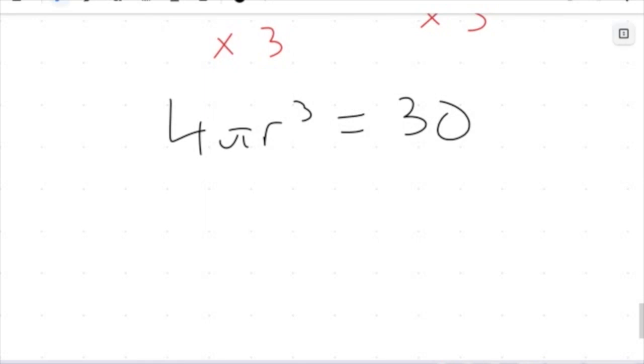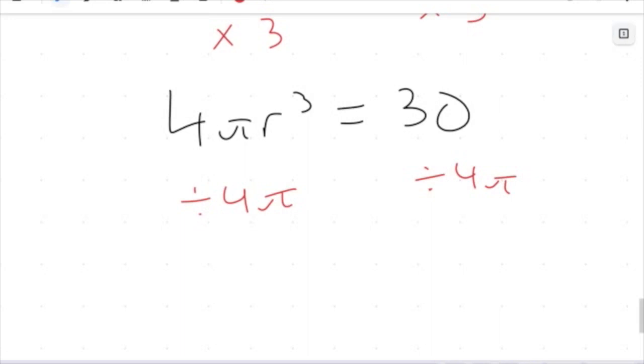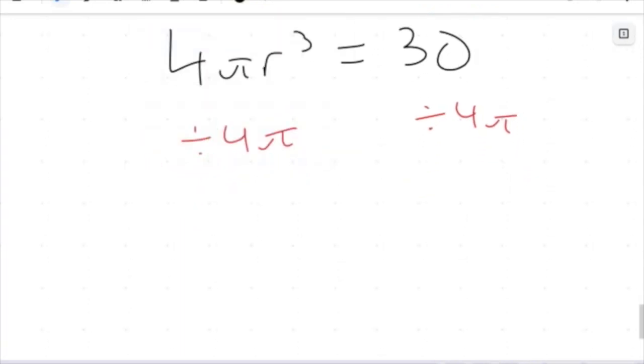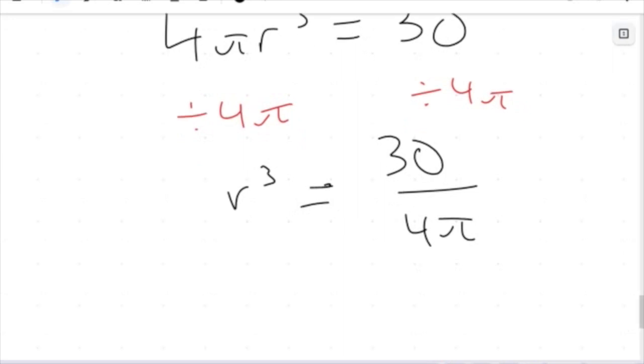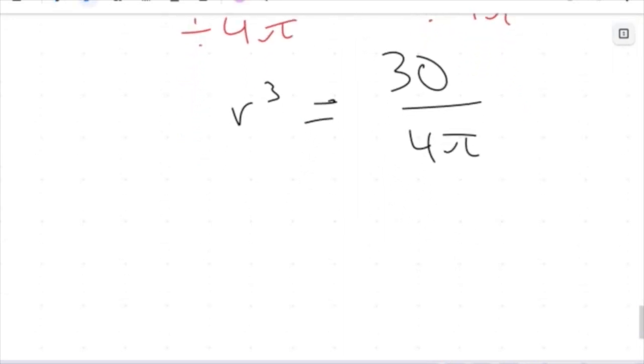And now, just to get my r on its own, I can divide both sides by 4 pi. I can do this one by one as well. I can divide by 4 first, then divide by pi. But it's a bit more time efficient to just, right off the bat, since we know they're a product, divide by 4 pi. So I get r cubed on the left-hand side, and I get 30 over 4 pi on the right. And now here, I have a number cubed, and that gives me my answer on the right-hand side.